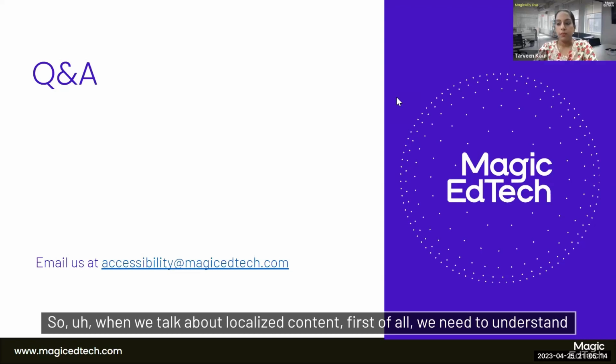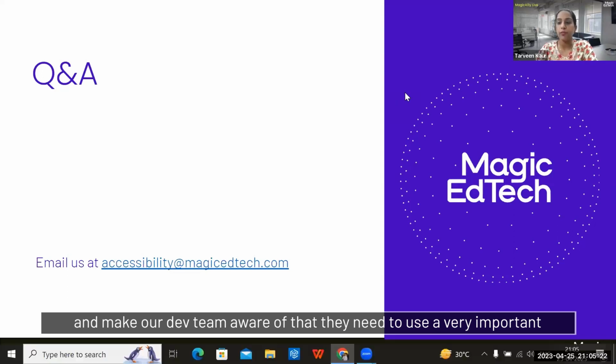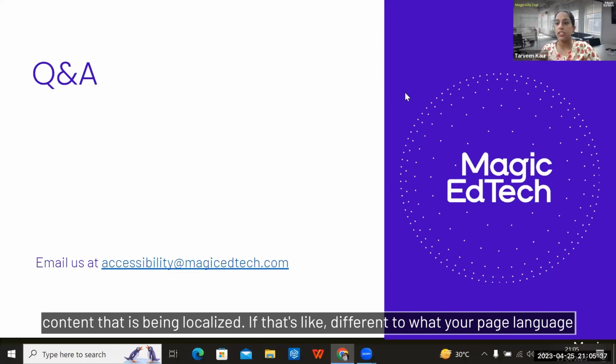So when we talk about localized content, first of all, we need to make our dev team aware that they need to use a very important guideline, that is language of parts, and ensure that your page language is defined and the language of parts on the specific content that is being localized, if that's different to what your page language is, that should be well defined.